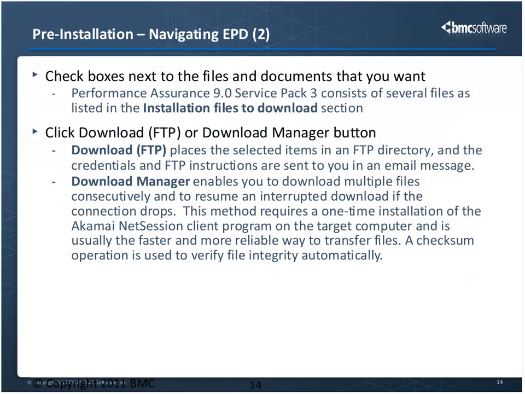When you're in EPD, there's check boxes for the files and documents that you want. You just check them off. There's two mechanisms you can get it. There's a download, which basically starts immediately and lets you start the download. And then there's a download manager which lets you grab multiple files, and it sends you an email with the information, and you can download it from there.